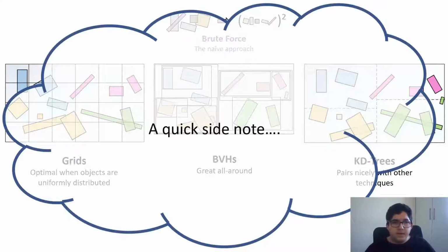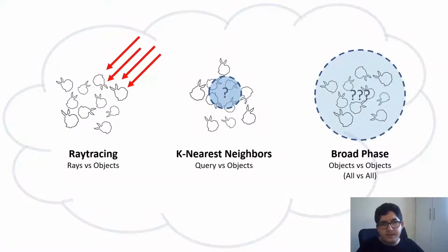In a quick side note, those three structures are used everywhere in computer graphics. However, for the broad phase, they're used a little bit differently. So doing a little comparison, when you have ray tracing, you are testing rays against objects. So you have two sets of things that you want to test. In k-nearest neighbors, you have a query, like a region, like a certain radius of a point, and you're testing this against the objects. However, in the broad phase, it's an all versus all test. You want to see which are the neighbors, the overlaps of each object, and potentially it can be any other object. So the way the problem is framed uses those structures in a very different way.